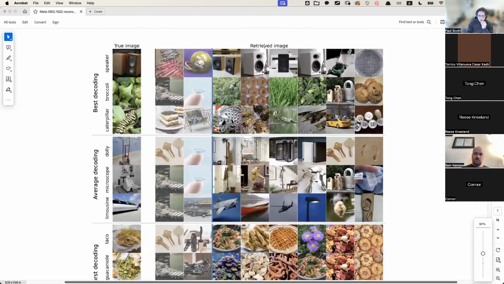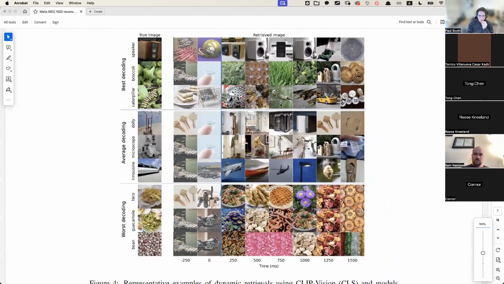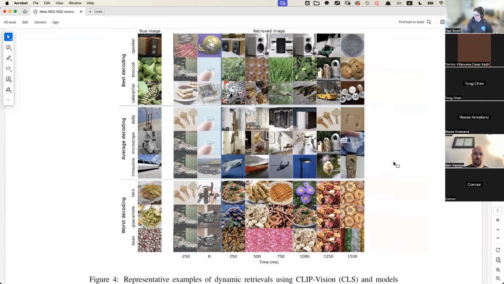Here are their results for retrieval. They block things off into worst, average, and best. And the x-axis here is the time, so 0 would be stimulus onset. So they are showing at least a nice showcase of how well it does over time, which is nice.